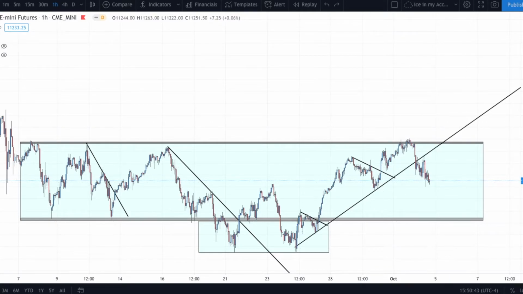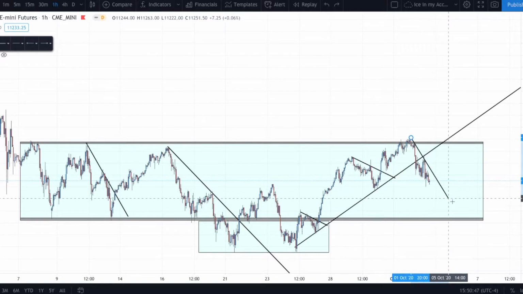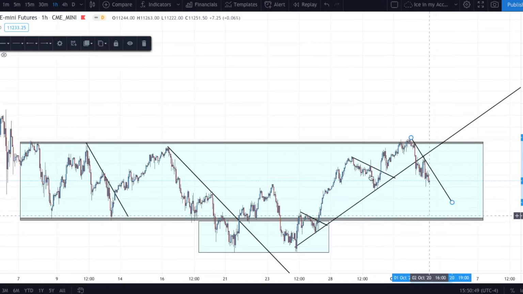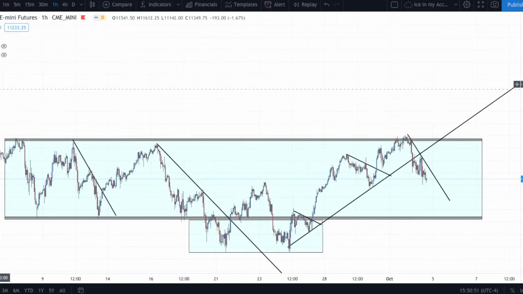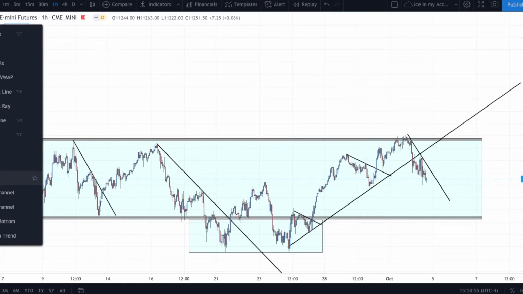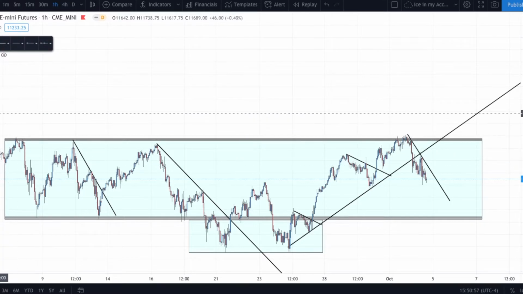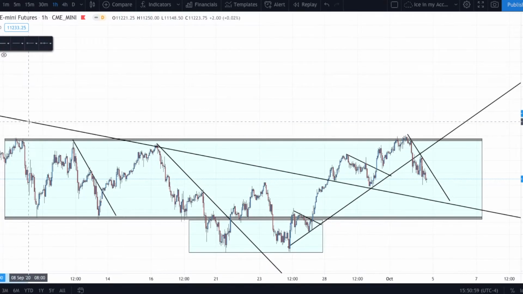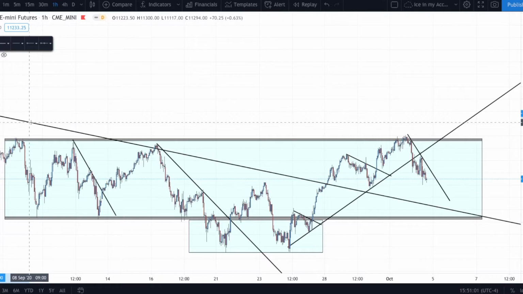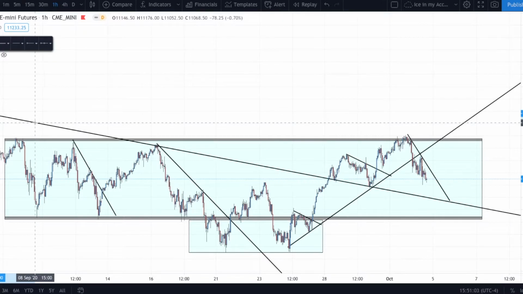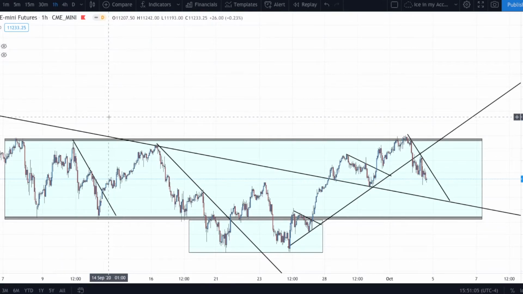Maybe it's going to make lower lows. What can we do? Well, we can draw this trend line right here, or we could draw longer-term trend lines. Not really long-term, but longer-term. If we join these points, as you can see, the market usually repeats itself.